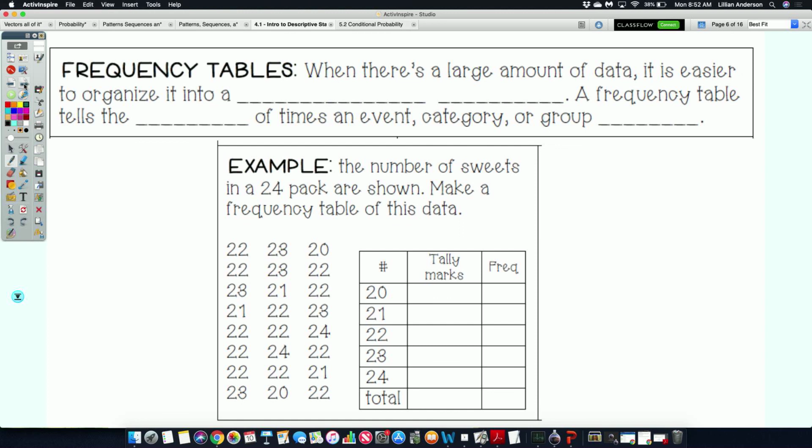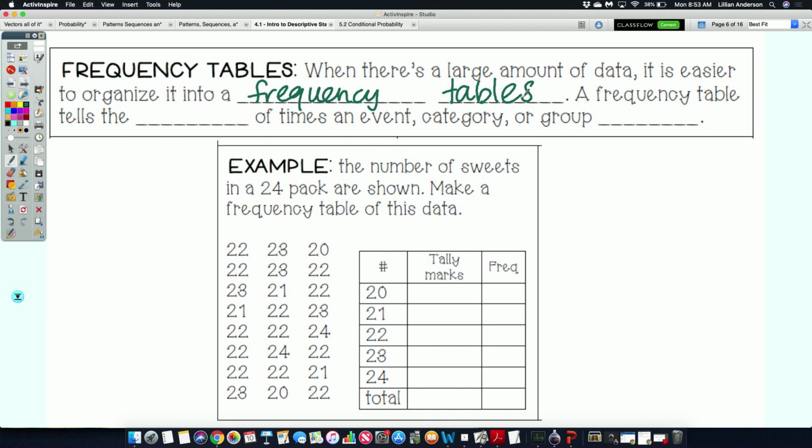Now, whatever data you end up getting, preferably quantitative data, you can classify it into what's known as a frequency table. When there's a large amount of data, it's easy to organize it into a frequency table. And by a large amount of data, I mean probably more than 20 pieces of data.